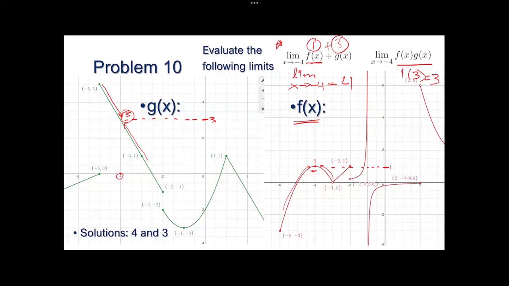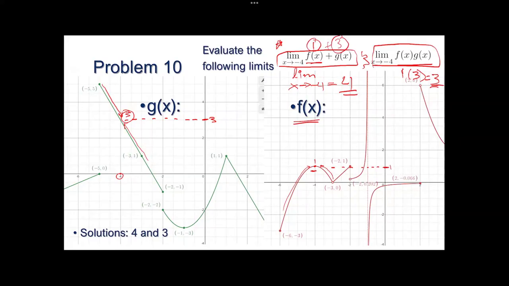Okay, any questions about any of these? So it says on the bottom that there's solutions 4 and 3. Yes. So right here, this was the first one. So this one was equal to 4. Oh, okay, I see now. Yeah, we're just doing 2 separate problems into one. Yeah. So then this one was 3. Yeah. Conserving space. Exactly.